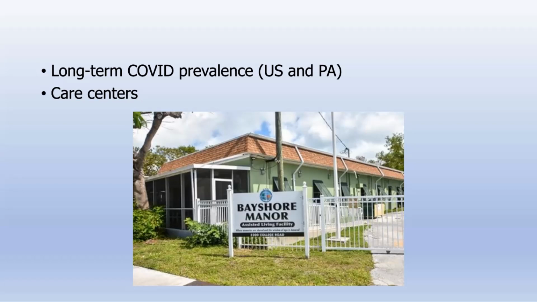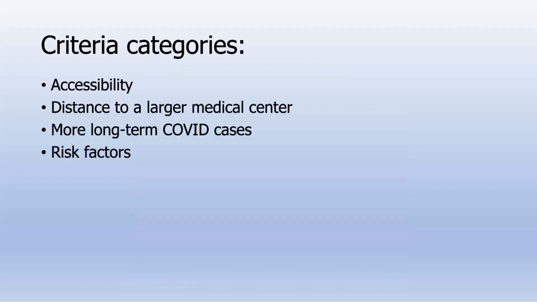Long-term care centers provide medical services to those who cannot live independently. Examples include nursing homes and assisted living facilities. This project provides a method for citing long-term COVID centers, using the Lehigh Valley as an example. The criteria I used fall into 4 categories.